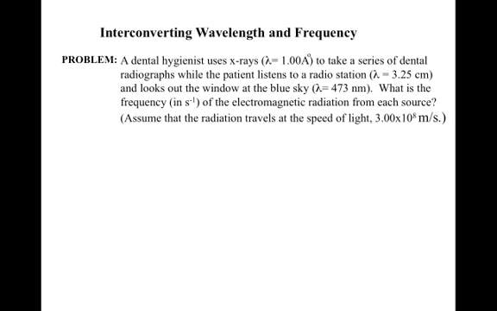Think about the last time you were at the dentist's office. You probably got X-rays done, and X-rays have a wavelength of 1 angstrom. And then you might have been listening to the radio, and radio has a wavelength of 3.25 centimeters. And if you looked out the window at the blue sky, you might have noticed it has a wavelength of 473 nanometers. Yes, you might have noticed it, I'm sure. Just kidding, but I do know that blue is 473 nanometers. So the question is, what is the frequency in seconds to the -1 power of the electromagnetic radiation from each source?